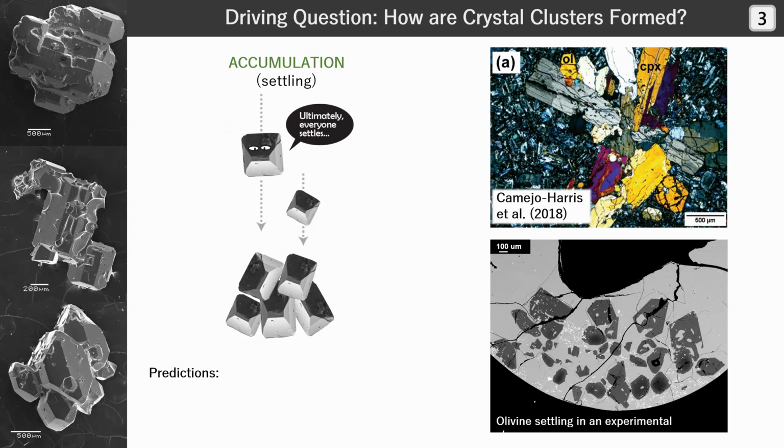So accumulation or mineral settling is probably the oldest of the three, where gravity and density differences between mineral phases and their host melt drive the settling of minerals towards the bottom of a magma reservoir. Some of the predictions of the model are that crystals can be randomly oriented within a cluster, sort of like this nice example from Camejo Harris et al., and that each settling crystal may have its own separate zoning history.